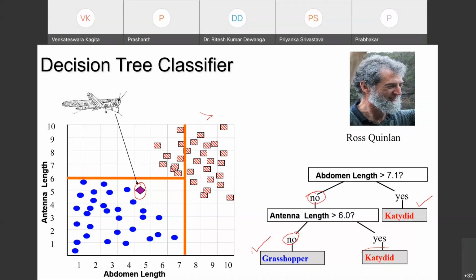Okay, so if you observe this, at each and every node, we are asking some questions. We are taking some decisions. According to this decision, we are following the path of the decision tree and taking another decision and so on, finally reaching the leaf node where you are classifying the insects, sorry, objects.